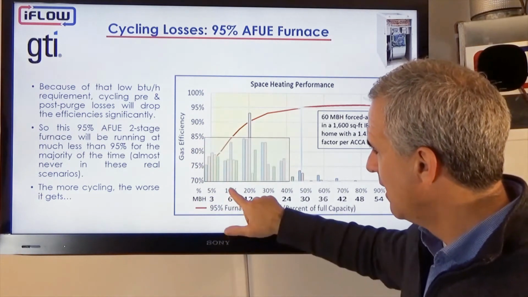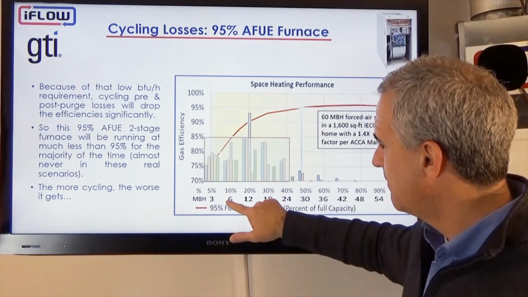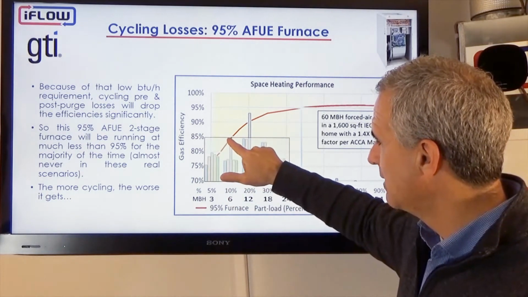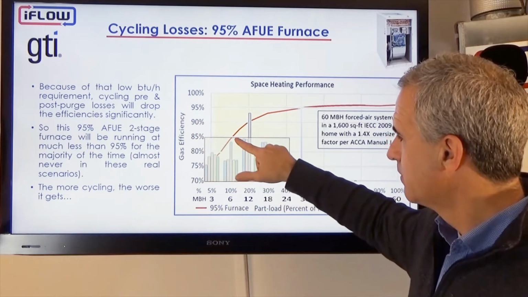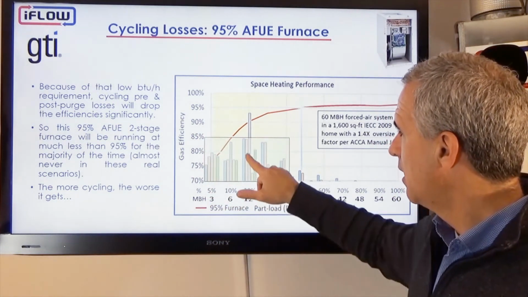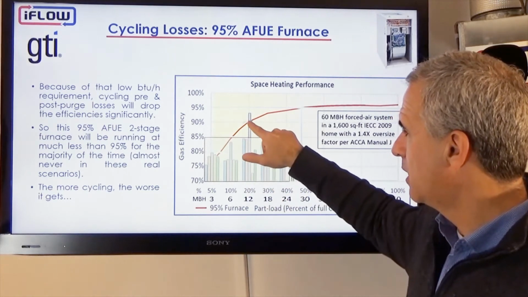So, for example, if I'm at 6,000 BTUs, I need this amount of heat. What am I operating at? 85. If I'm operating at 5%, I'm well below 80. And if I'm at 12%, I'm operating at about 90%.